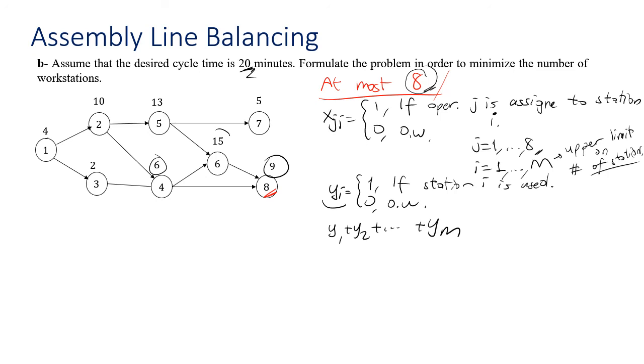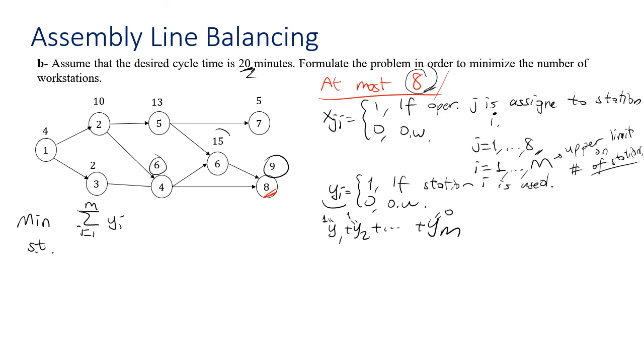of stations, because if this is 1, it means that I'm using this. If this is 0, I'm not using this one. And the summation of the used ones will give us the total number of stations. So my objective function will be to minimize the sum over i from 1 to this large number of stations, yi. And what are the constraints subject to?